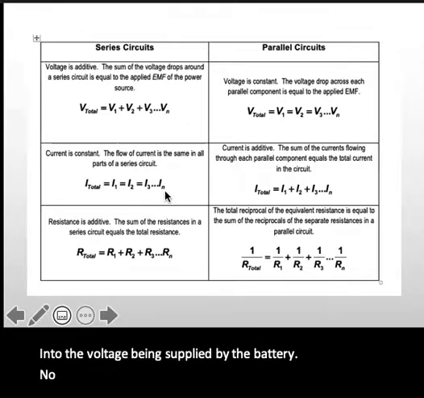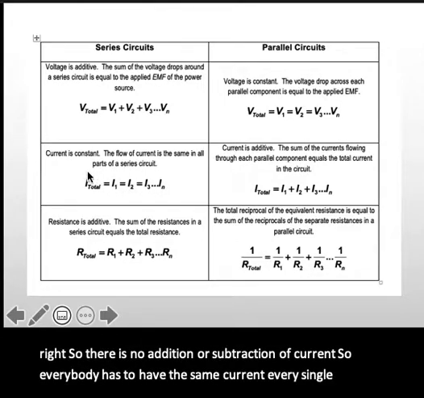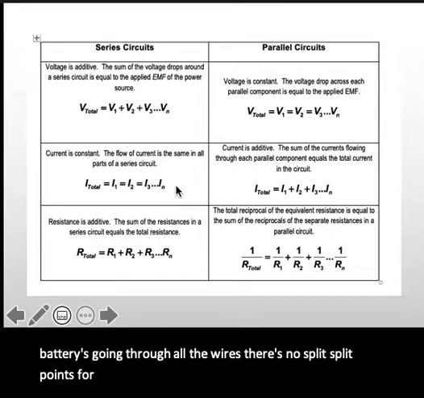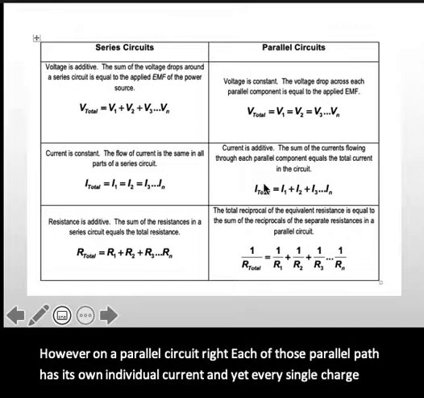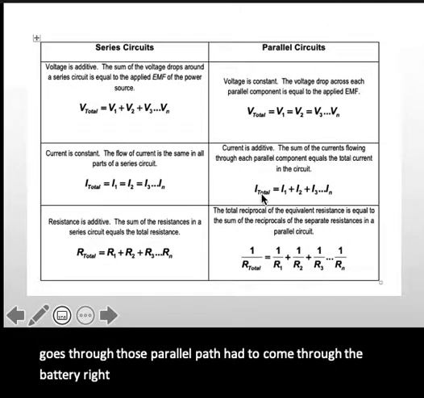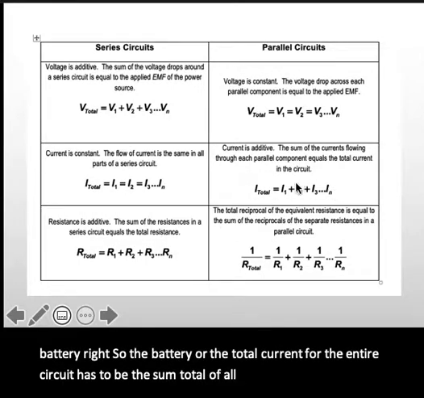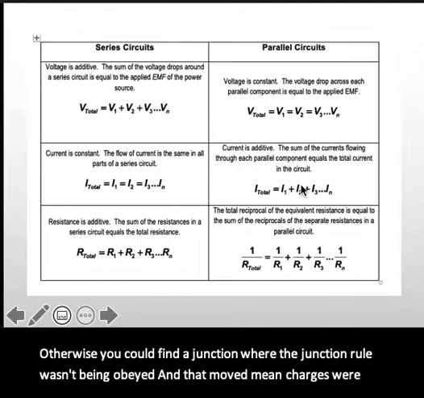Now, the current also: in a series circuit, there is no junction, so there is no addition or subtraction of current. So everybody has to have the same current. Every single element needs to have the same current that is going through the battery and through all the wires. There's no split points for the current to be added or to leave. However, on a parallel circuit, each of those parallel paths has its own individual current, and yet every single charge that goes through those parallel paths had to come through the battery. So the total current for the entire circuit has to be the sum total of all the individual paths. Otherwise, you could find a junction where the junction rule wasn't being obeyed, and that would mean charges were being created or destroyed.